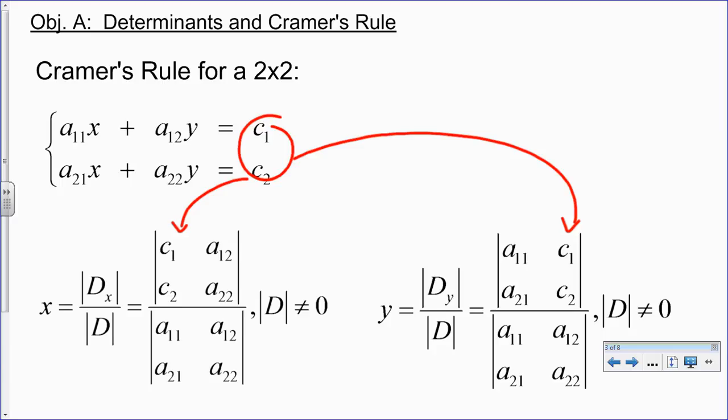And then to find the value of x, you're finding all of those determinants. So for this 2x2 system, you find the determinant of d, the determinant of dx, and the determinant of dy. So 3 determinants. And then you take the determinant of dx divided by the determinant of d. That gives you the value of x. Same thing with y. Okay? So let's look at an example.